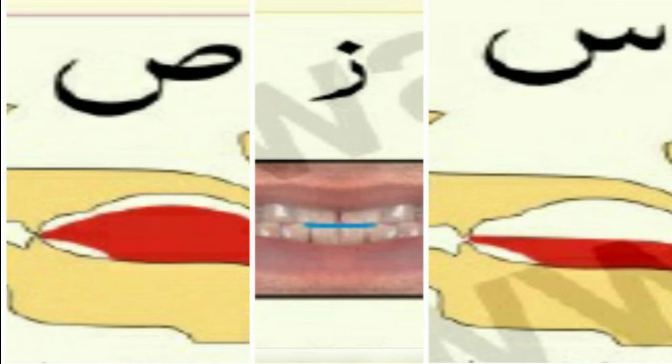There are 3 letters: Za, Sin and Sod. These 3 have the same pronunciation. If we see the points of articulation, then we can easily understand how to read them. The first thing is to join your upper and lower teeth to each other like you do when you brush. Now touch the tip of your tongue at the point where the upper and lower teeth are meeting. Read after me. Za, Sin and Sod.